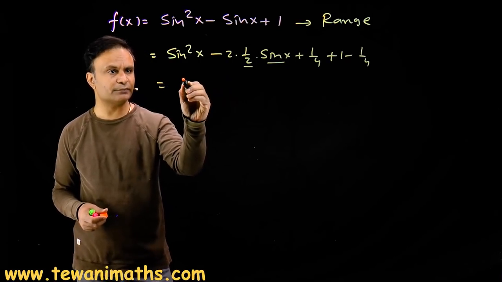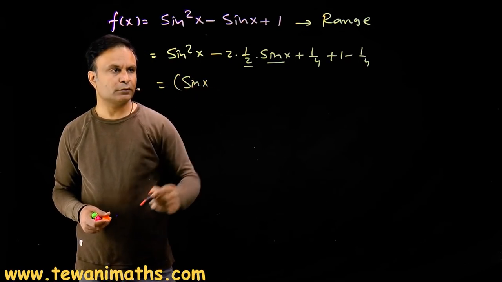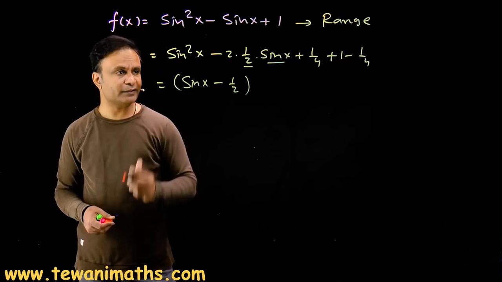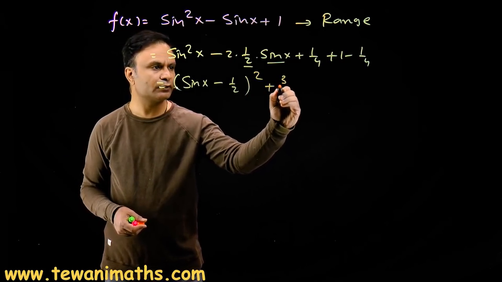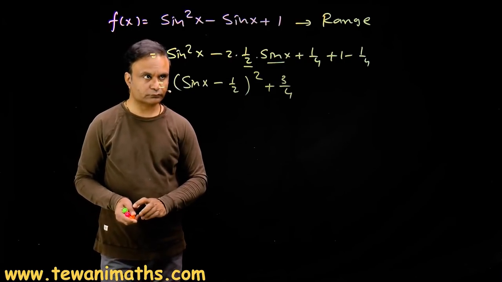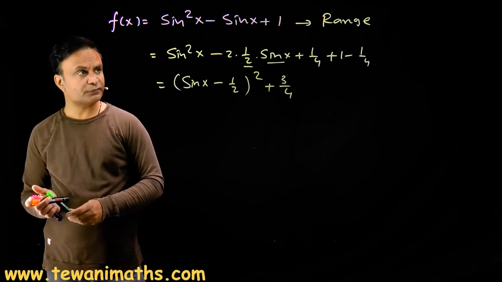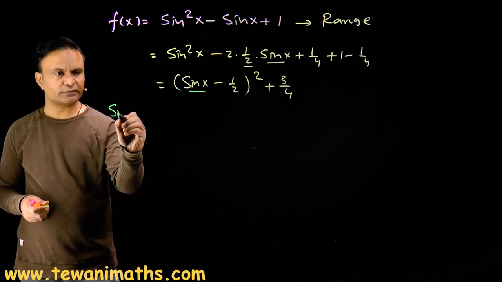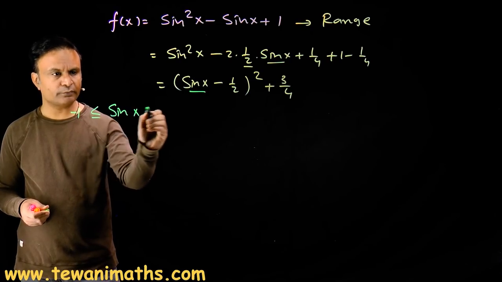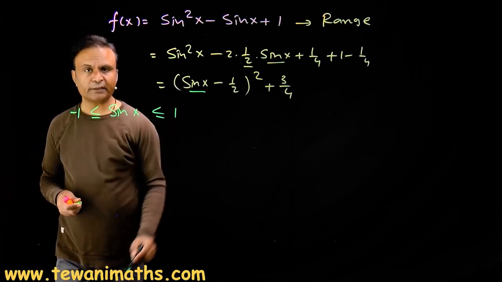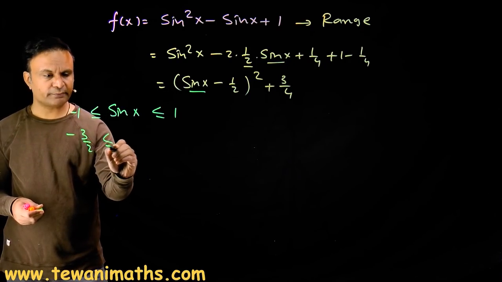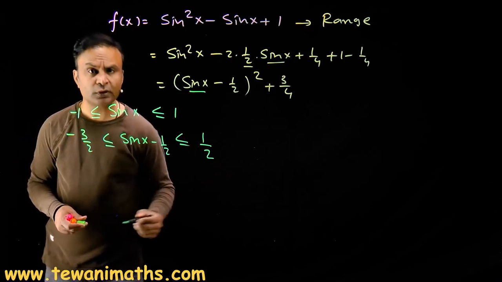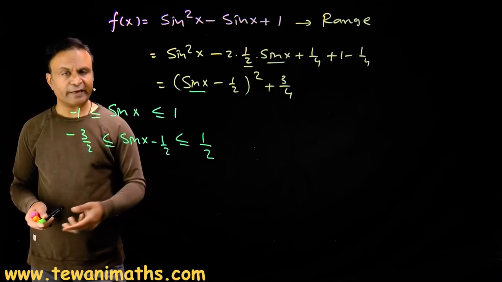Now these first three terms form a perfect square of sin x minus half. So we have (sin x minus half) square plus 3/4. Now to find the range of this function, we start arguments from here. We know about sin x: sin x lies from minus 1 to 1. Subtract half. So we have minus 3/2 less than or equal to sin x minus half less than or equal to half. We have to square this.